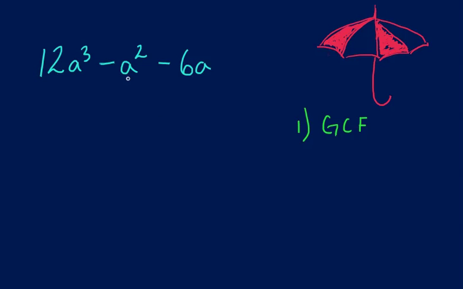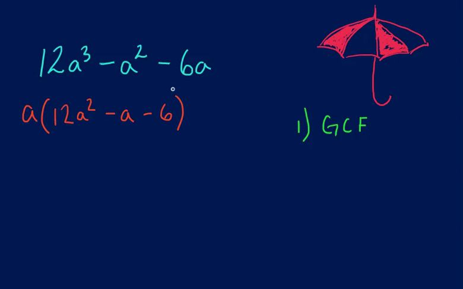So if we look at all three of these terms right here, our greatest common factor is actually an a. So we would want to pull out an a. Why? Because there's an a cubed, an a squared, and an a here. So if we pull out an a, what would be left over? Well, we would have 12a squared minus a minus 6. And now we have something like this, 12a squared minus a minus 6, which looks a little more familiar with things we've been working with as far as factoring.